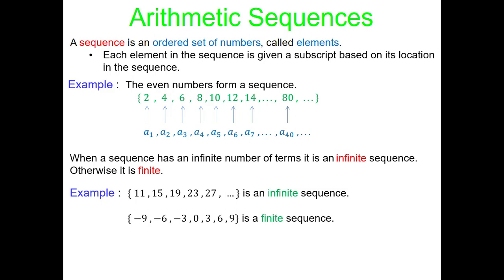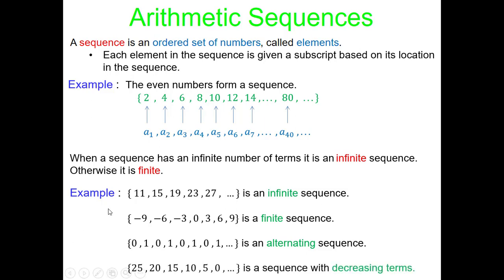As opposed to this sequence right here, where we list all of the elements inside of these braces, and there's a stopping point here. It doesn't go on forever. So this follows the pattern from -9 to 9 by going in multiples of 3, and therefore this is a finite sequence. If we take a look at this one, 0, 1, 0, 1, 0, 1, it just keeps bouncing back and forth between one value and another. This is referred to as an alternating sequence.